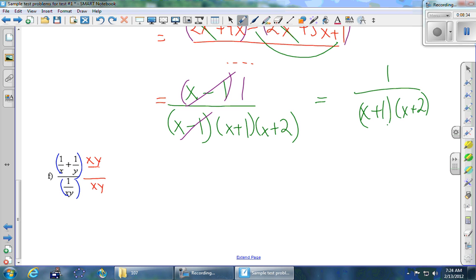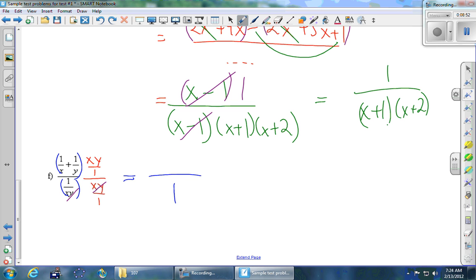And just to really make it clear where things are, I'm going to put each of these over 1. So multiplying top and bottom by xy. Nice things happen on the bottom right away, because on the bottom, this xy cancels with this xy, and we're just left with a 1.